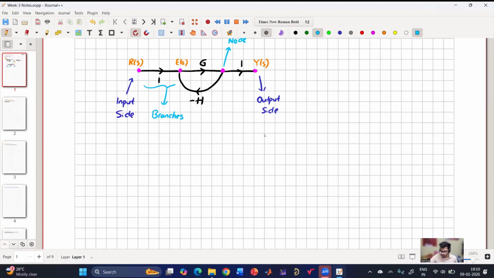Yes, sir. Okay. So now coming to Mason's gain formula. For that, there is some nomenclature that we need to know. And we'll also solve one problem to understand. Once we solve the problem, then we'll move to further problems where we'll apply it and we'll learn the concept better. So first one is the input node. So in the above example, what is the input node? Input node is R of S. So an input node only has outgoing branches. So there are no incoming branches. Outgoing means from that point, the signal is going outside.